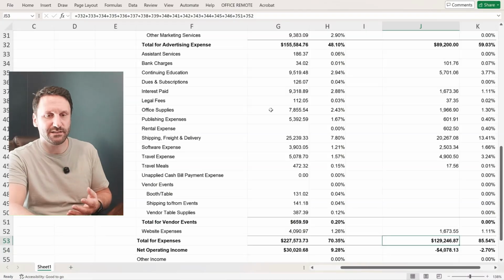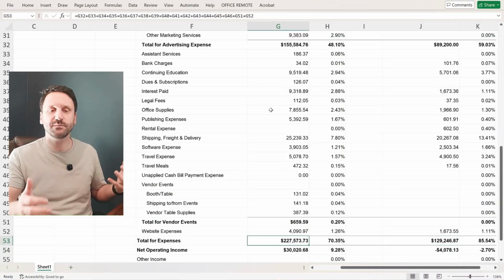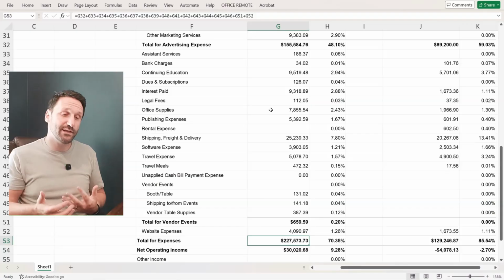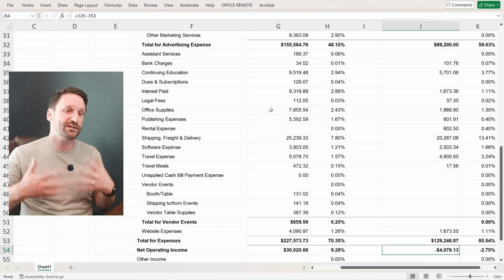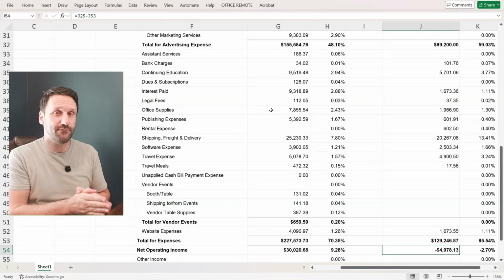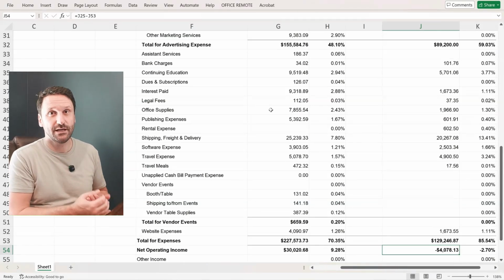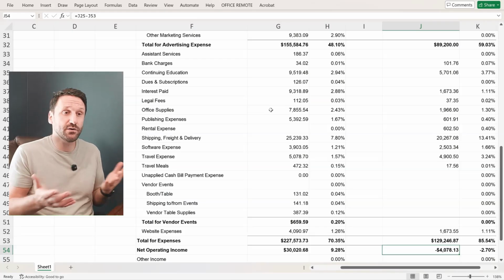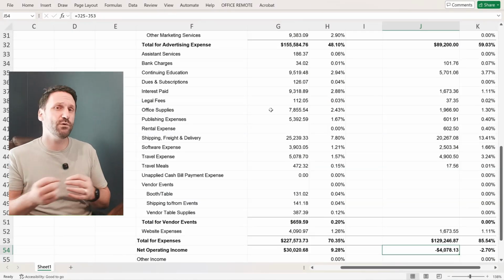We see that our total expenses went from $129,000 to $227,000, and that tells me that our income increased by more than our expenses because now we're showing an income instead of showing a loss. So what does this tell me about this specific client? Whatever they did for 2025 compared to 2024 moved them in the right direction. Is it good? Is it good enough? I don't know. You can't really tell just from a profit and loss. It's going to depend on what their goals were.